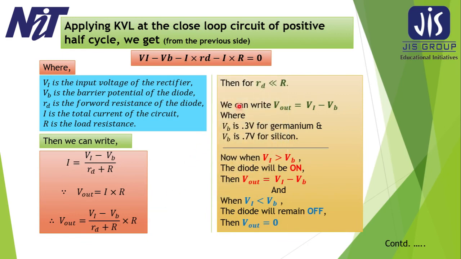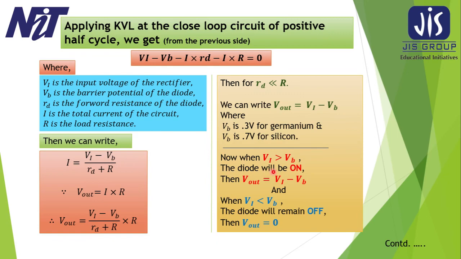So if we assume RD is lesser than R, that means in respect to your load resistance, RD is very much lower, then we can neglect this RD and both the R will cancel out. So you can say V out is equal to V input minus VB, where in both cases VB for a germanium diode is 0.3 volt and for a silicon diode VB is 0.7 volt.